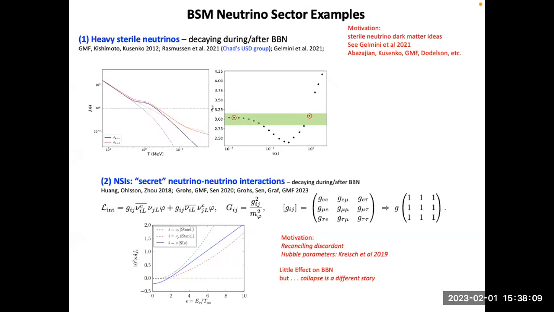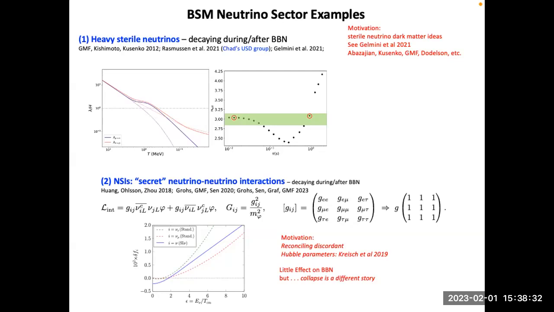In fact, there are some particle physics possibilities. I wouldn't call it a motivation, but possibilities for these. I show this one. Here are heavy sterile neutrinos. I show this because Chad works on this and his students work on this. So Hannah Rasmussen, for example, is one of Chad's students at USD, wrote this very nice paper with Chad and a number of his other students.